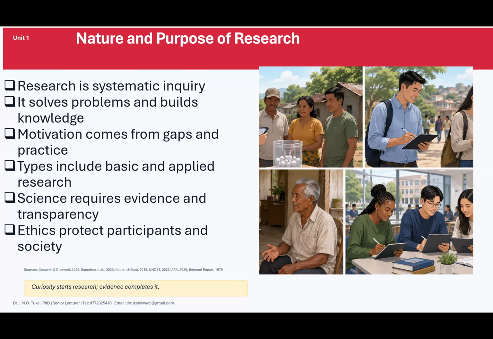Colleagues, this is what we're talking about, the science. However, therefore, colleagues, scientific research is not defined only by statistics. It is defined by disciplined inquiry, transparency, appropriate methods, and respect for participants. Ethics protect participants and society.